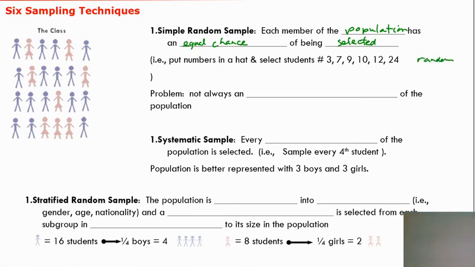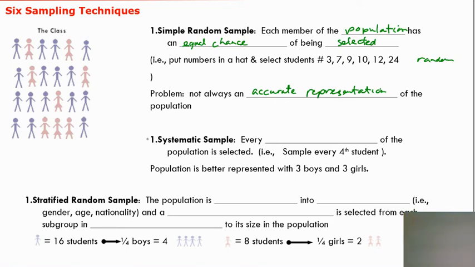Okay, what's the problem with doing randomized samples? Well, not always an accurate representation. You just might sort of get the wrong group that doesn't really represent the big population. So not always the accurate representation of the population as a whole.